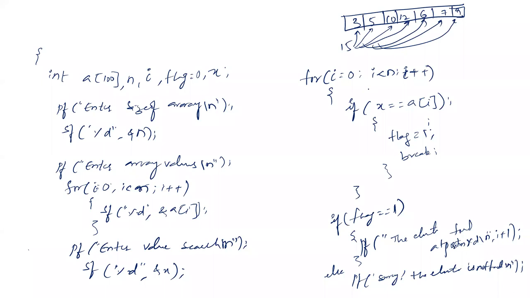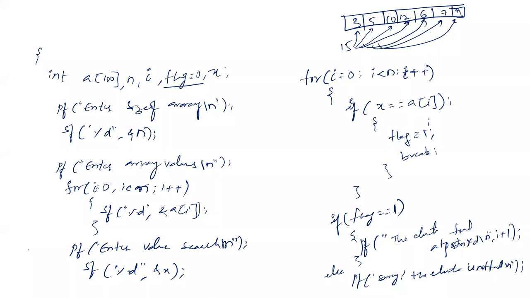So what we have done is first I have started a flag. A flag is a variable that tells whether something is true or false, whether the element was found or not. We regularly use the word flag as a variable for whether the given element is found or not. Okay? So that is about flag.